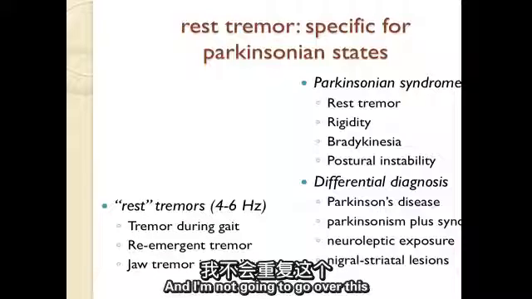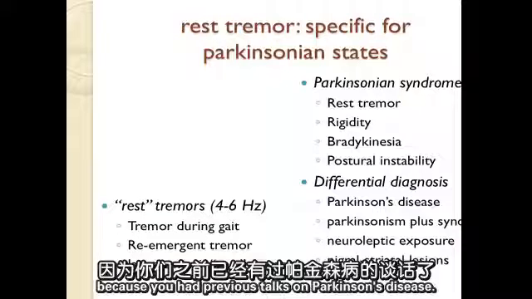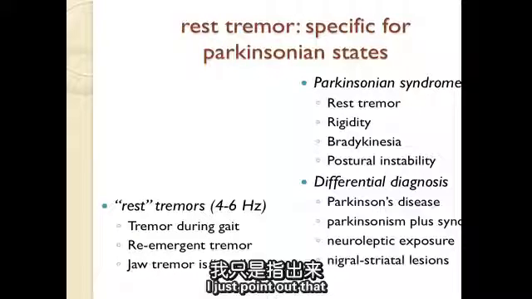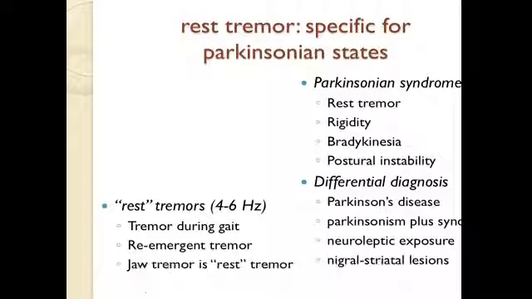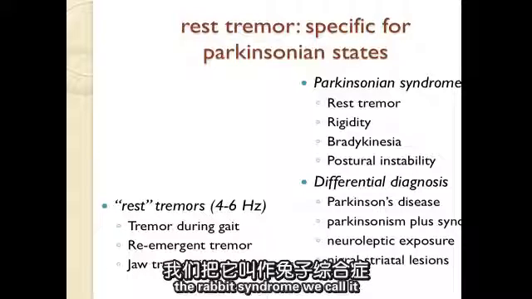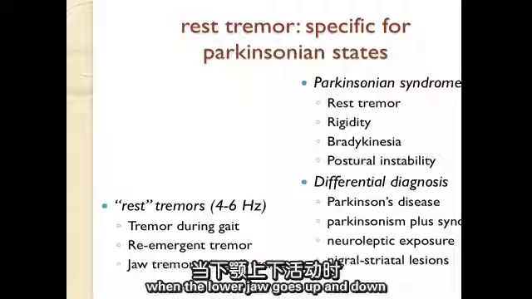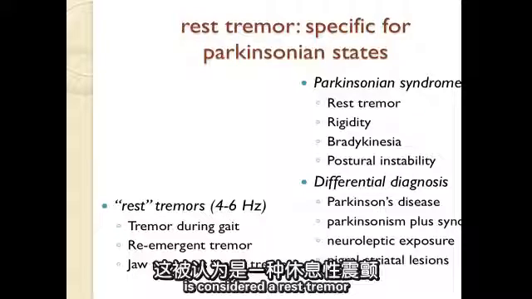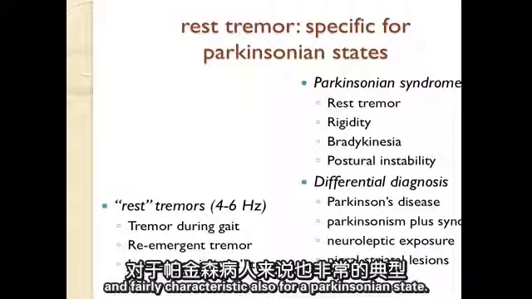And I'm not going to go over this because you had previous talks on Parkinson's disease. I just point out that this is the characteristic tremor you see. We talked about the gait and reemergent tremor, and the jaw tremor, the rabbit syndrome as we call it, when the lower jaw goes up and down, is considered a rest tremor and fairly characteristic also for a Parkinsonian state.